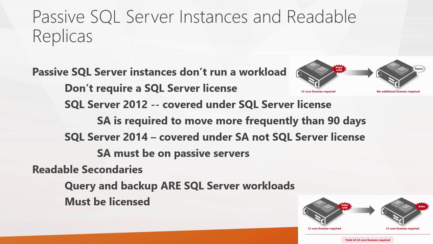Readable secondaries are a different sort of scenario. Readable secondaries are something you can set up with AlwaysOn Availability Groups, and this gives you a way to have scale-out processing where you can move your query workload or your backup workload from your primary OLTP server to one of those secondary replicas. In this case, though, it's important to recognize those are SQL Server workloads. So in that case, you would have to have a license for that SQL Server, whether it be core licensing or server licensing. Those secondary SQL Server replicas would need to be licensed in order to use readable secondaries.